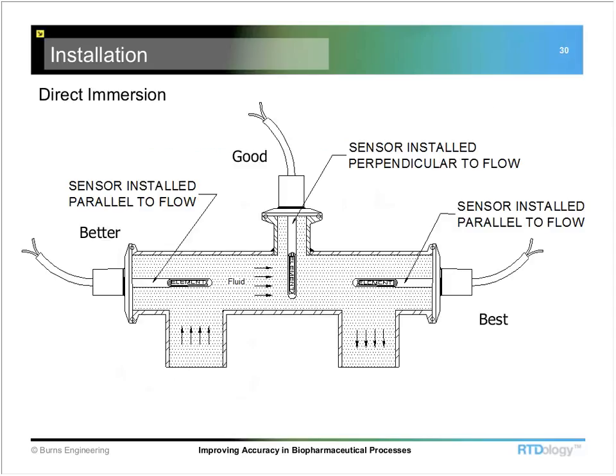If we look at some of the other ways, things don't always work out, but the flow could be coming in from this direction, although you do leave some dead space there. Worst case is to put it in the outlet like this, and again, the best is this, having the flow come directly at the tip of the sensor.